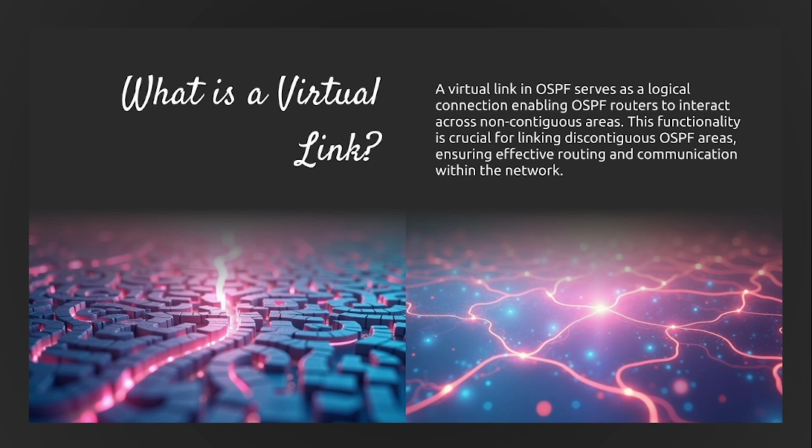So from area 2, you cannot say the routing update will flow to area 0, because there is area 1 in between, and definitely there is a problem that area 2 doesn't have the direct connection to area 0. So that is the discontiguous network. This function is crucial for linking discontiguous OSPF areas and ensuring effective routing and communication. So if you have different areas and you have discontiguous areas, then definitely you should have the virtual link.